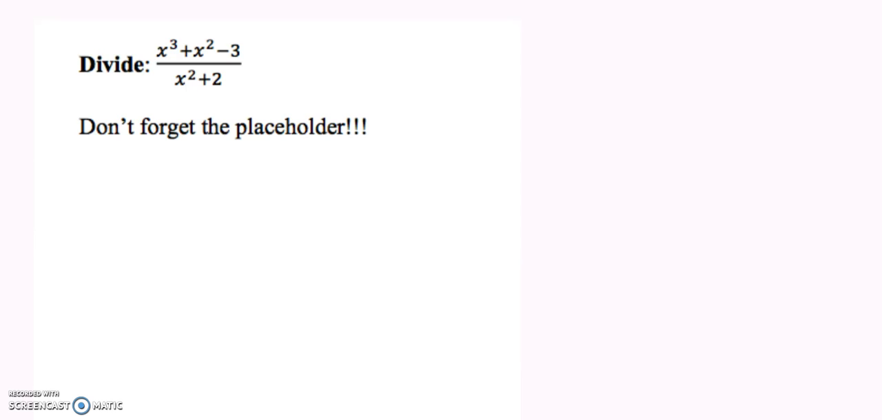This problem will be illustrative of that. I don't know how x cubed plus x squared minus 3 is factored, and I have no idea if x squared plus 2 is a factor of x cubed plus x squared minus 3. So the only way I could really do this problem to reduce it is by polynomial long division.